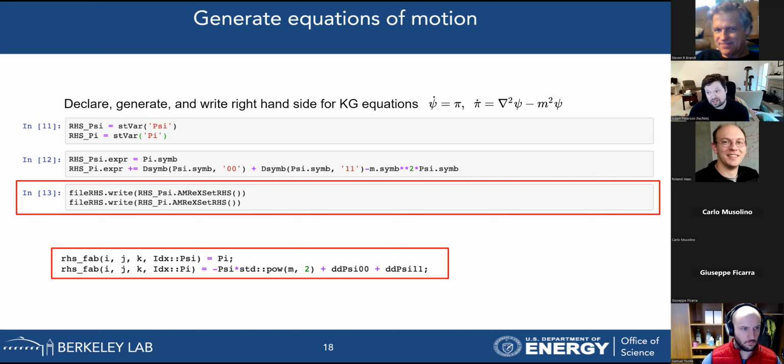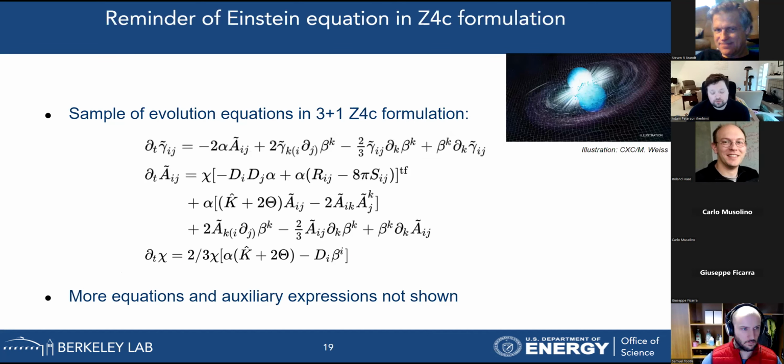So of course, for the Klein-Gordon equation, this is all overkill. Anyone can write a wave equation solver very easily if they know just a little bit of coding. But what about the Z4C formulation of Einstein's equations? Can it handle something like that?